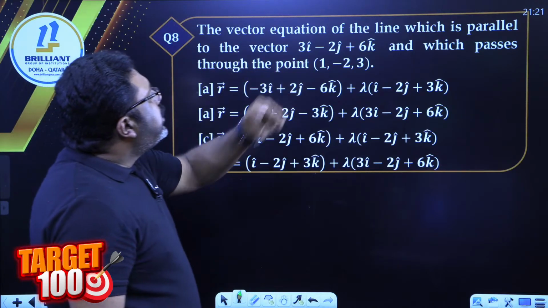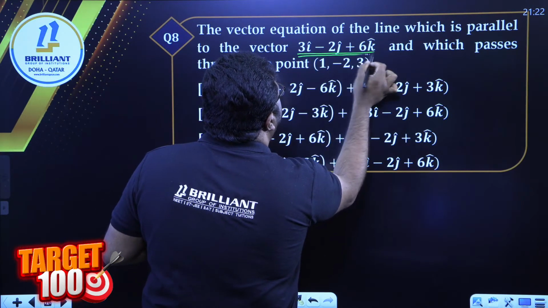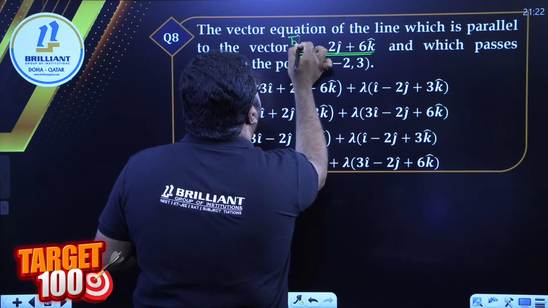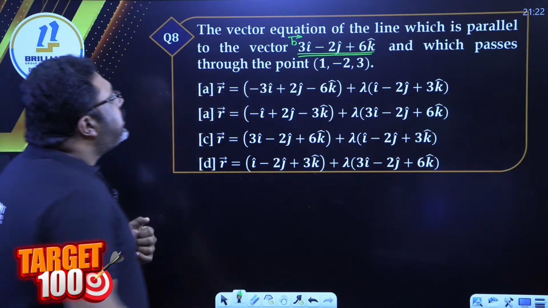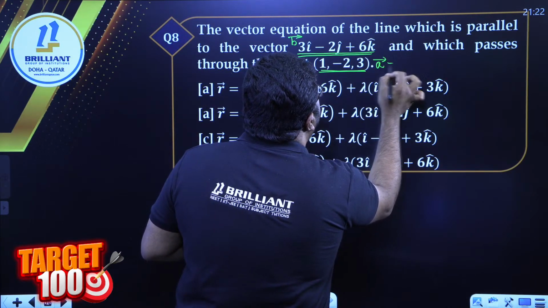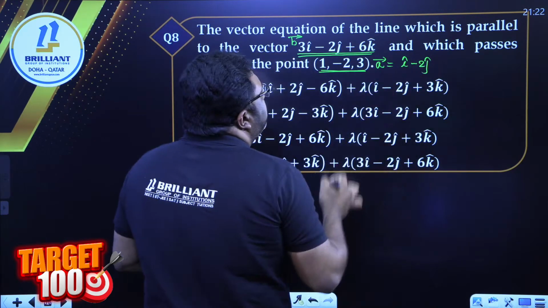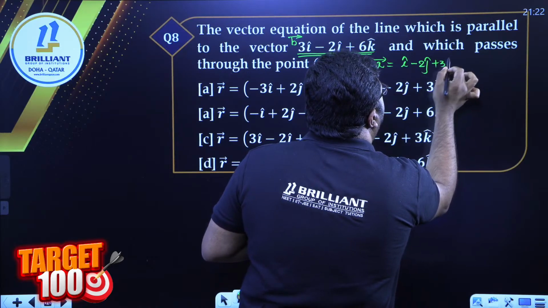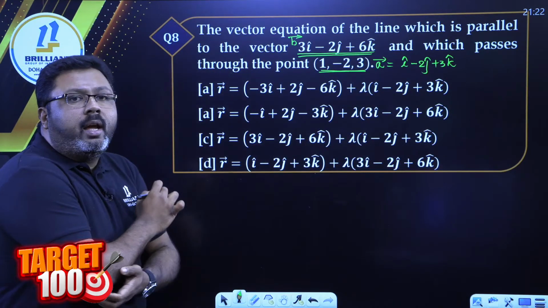Find the vector equation of the line which is parallel to the vector. Parallel to the vector means this is the B vector of the line, and which passes through the point, so this is the A vector. So what is my A vector? I minus 2j plus 3k.